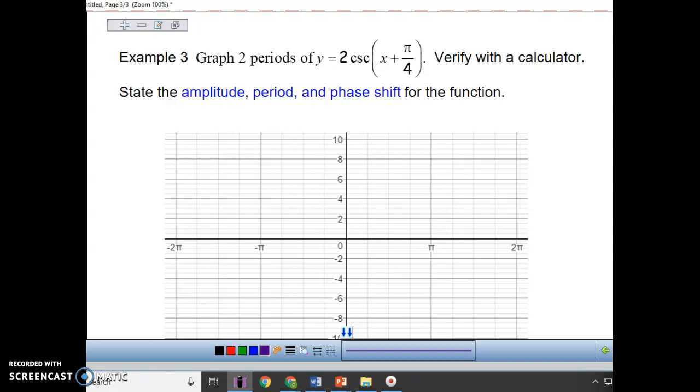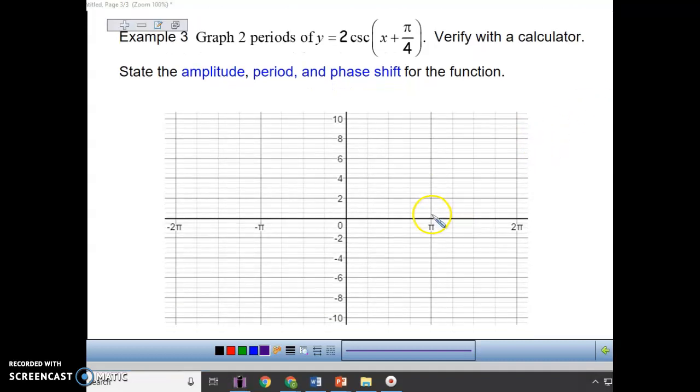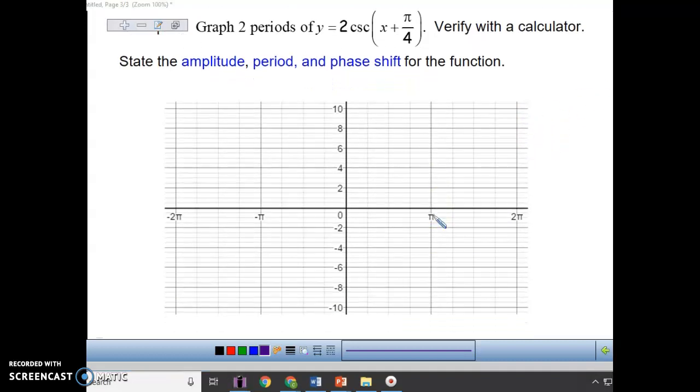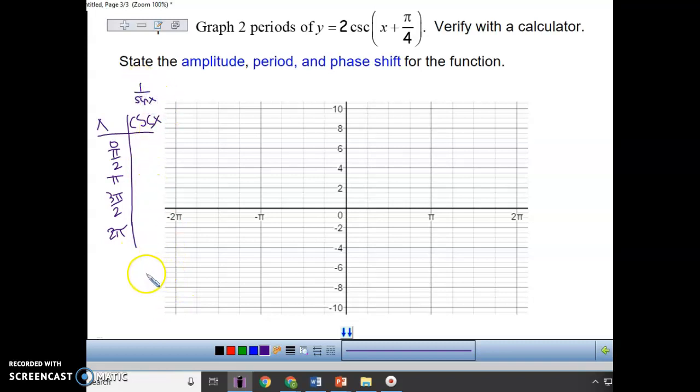For cosecant, we're still going to use the same values. Those key points that I use for sine and cosine will be the same key points that I use for this one as well. So your quadrantal angles. All right, cosecant, if you remember, is a reciprocal of sine, so keep that in mind.